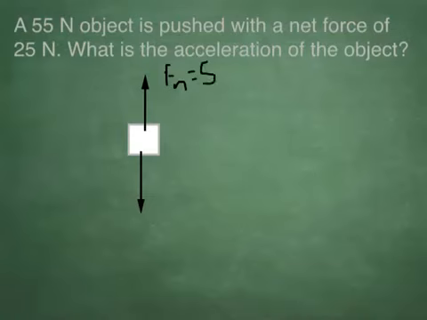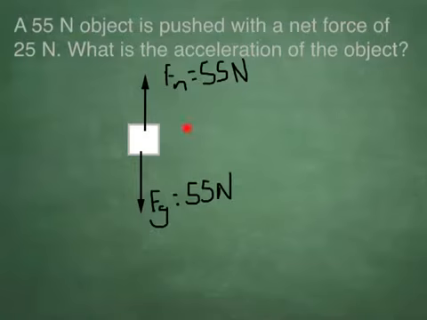So there's a normal force that's pushing up that is equal and opposite the gravitational force. Both of those forces are 55 newtons. We're told nothing about the left-right forces here except that when combined together, whatever forces we have are equal to 25 newtons of net force.